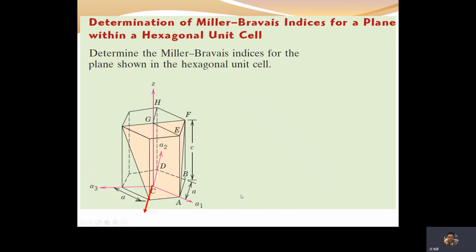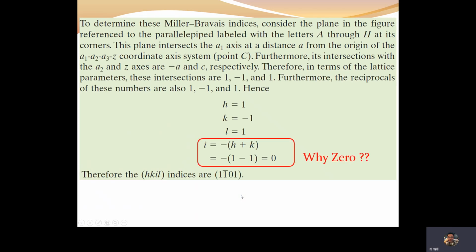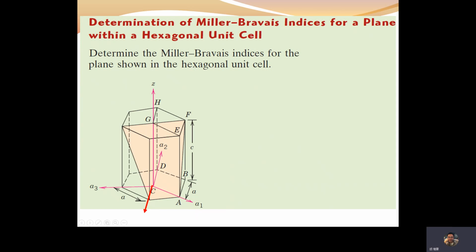Okay, so we have already done this. Okay, let's have the other one. Let me ask you a question. Why is the I value 0? From this figure, you can tell why. For this direction, why is the I value 0?